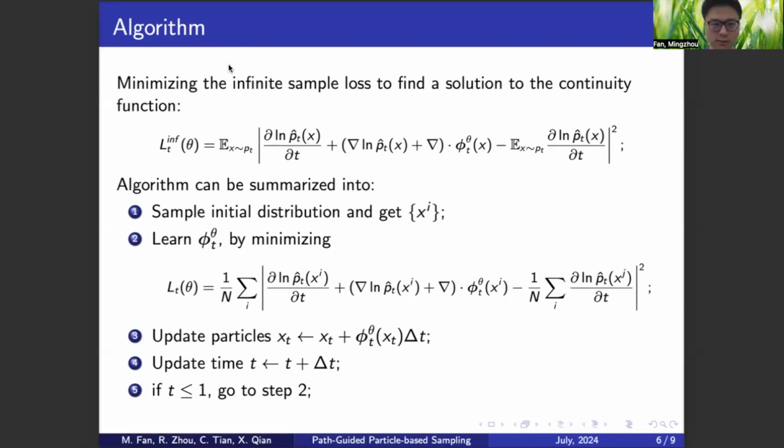And so our algorithm can be summarized here. We would sample the initial distribution, get this initial sample dataset, and learn this phi t by minimizing the estimation of the infinite sample loss. After getting the parameters, we would update the particles by delta t. And we will continuously do this until t reaches 1, and then we would have x1 samples.